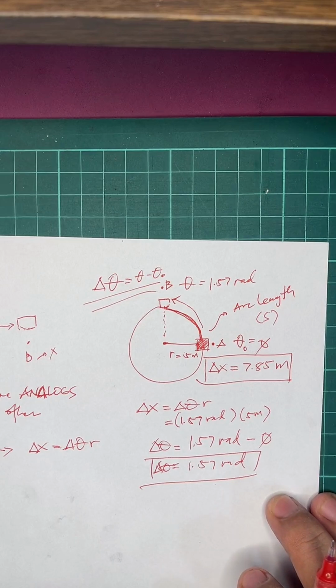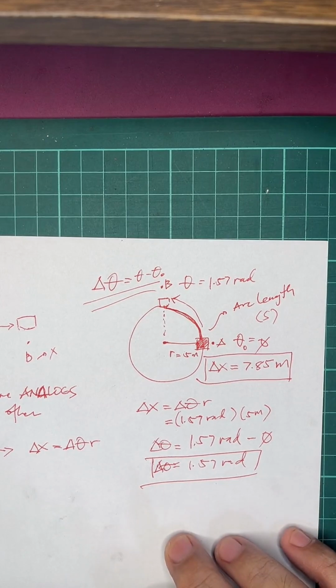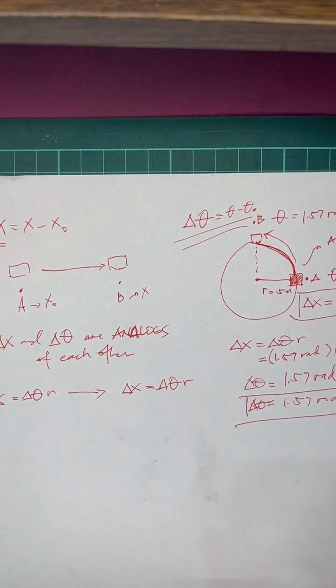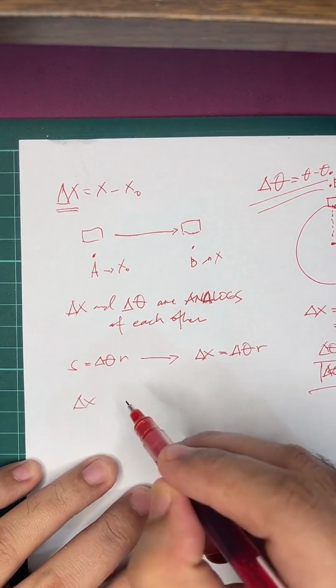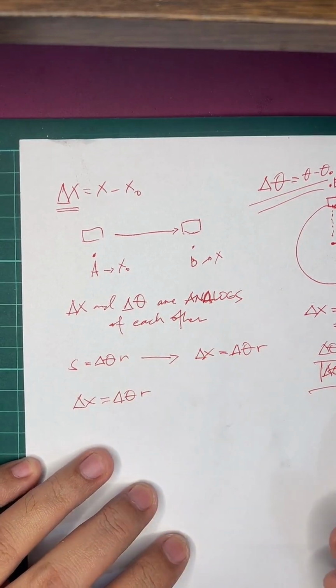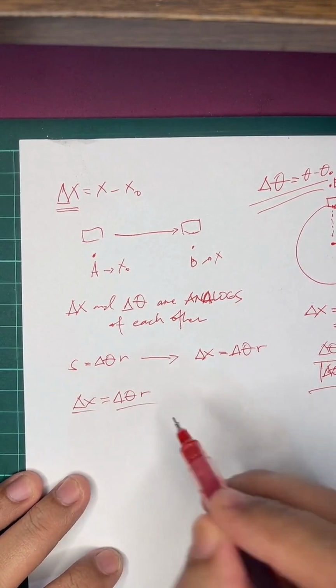Are we good with that? So let's have it in reverse. How would we convert a linear displacement into rotational displacement or angular displacement? Simply using delta x equals delta theta times r, we will derive the equation by dividing both sides by r.